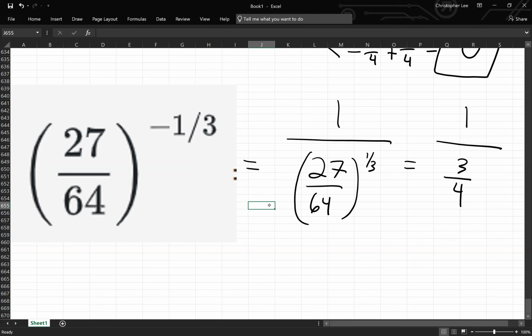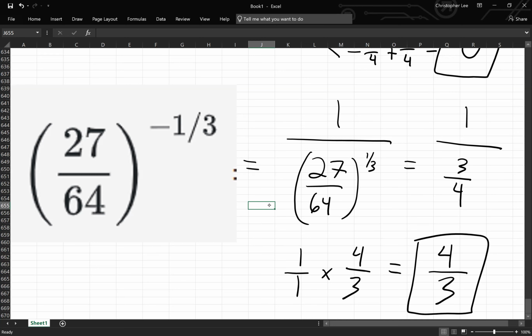Right, and then what do I do after that? How do we divide fractions? What do we do? Over 1. Keep, change, flip, right? So this becomes 1 over 1 times 4 over 3. Multiply straight across. Final answer, 4 over 3. So you keep change flip. Keep the 1, flip the denominator.